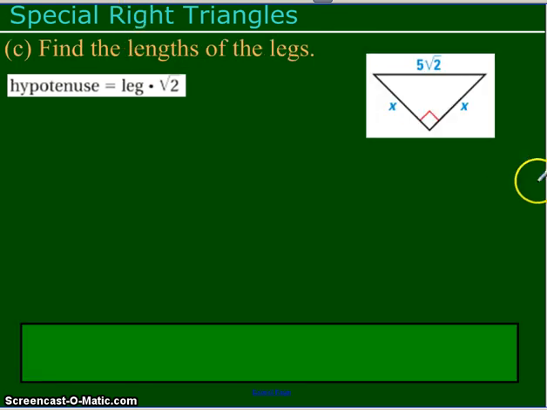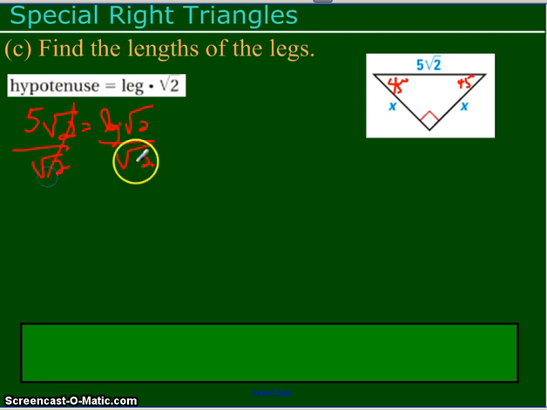Let's keep on rolling. Alright, now on this one, notice that again we're going to have a 45-45-90-degree triangle. But this time we're given the hypotenuse. So if the hypotenuse is 5 radical 2, and I know that that's equal to a leg times radical 2, all I have to do to get rid of the radical 2 is divide by it. So if I divide by radical 2, notice that the radical 2s disappear, so one of my legs would have to equal 5.